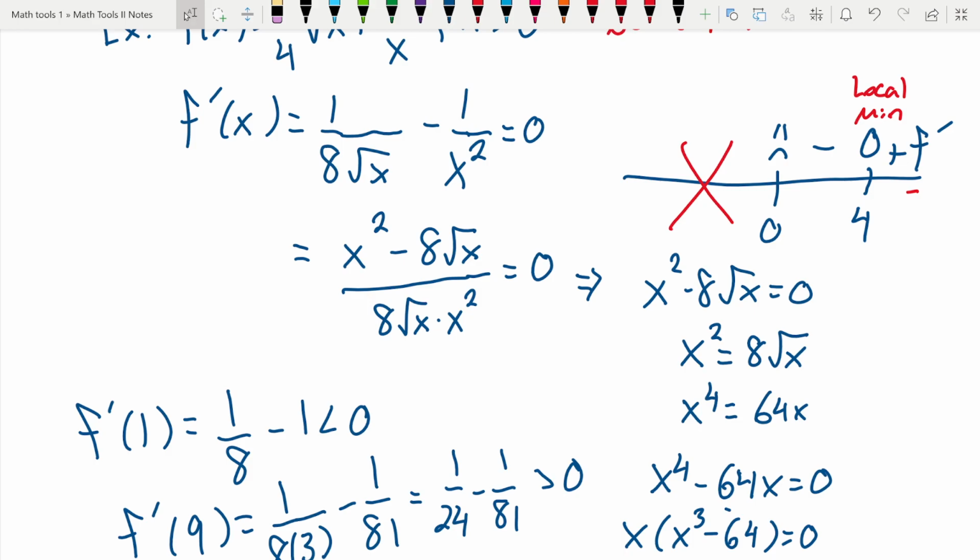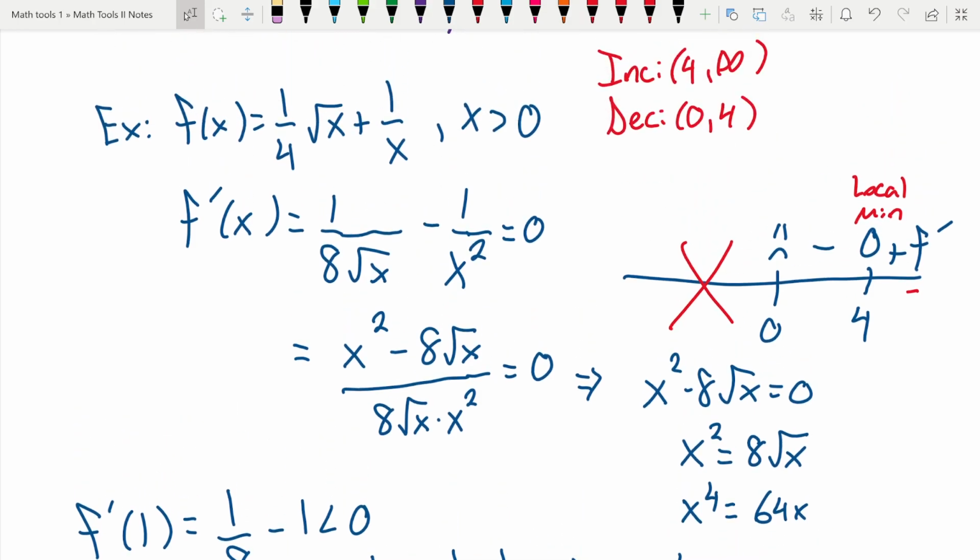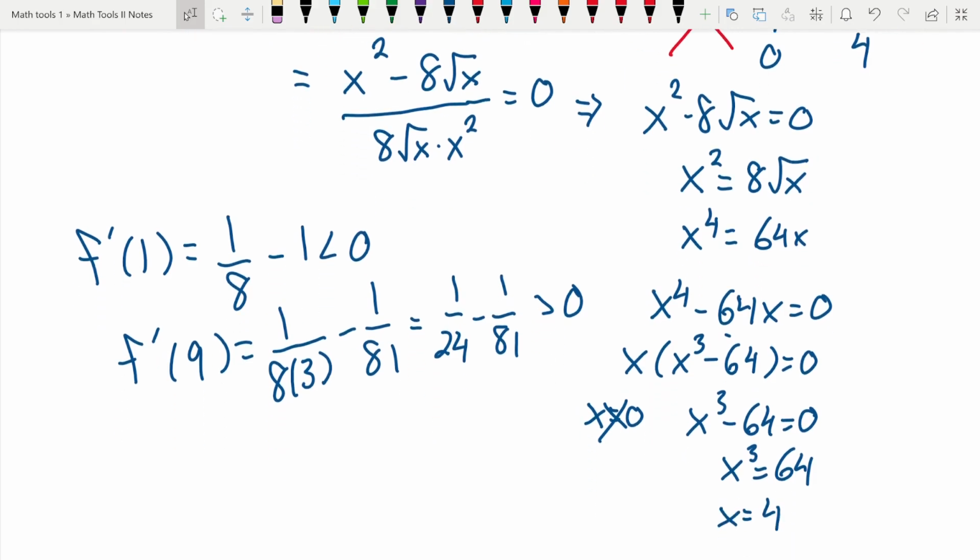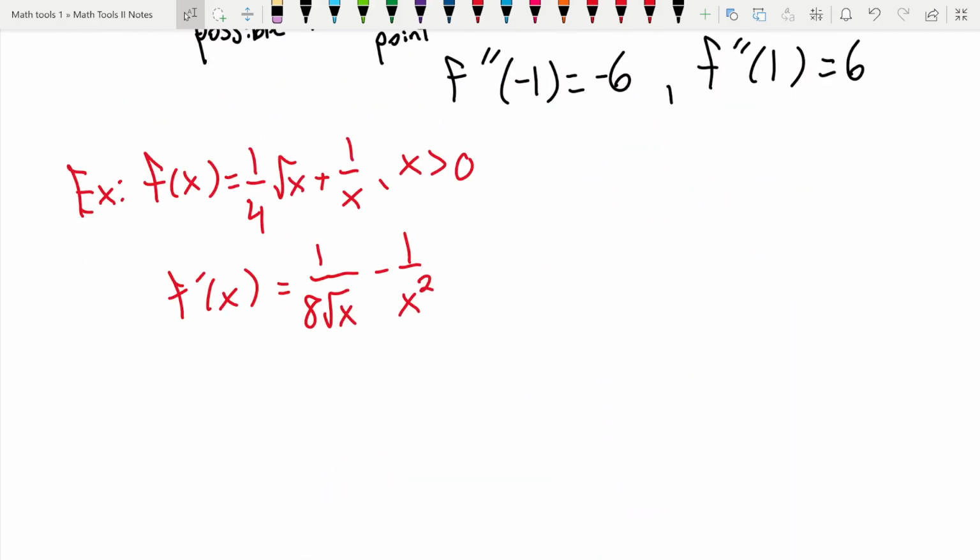So if we look at this one, for example, f of x equals 1/4 square root of x plus 1 over x, we found that it had a local minimum at 4, right? If you remember the shape of the graph, it actually looked like it was concave up everywhere. So that implies that when we take the second derivative of this and analyze it, it should be something that's always positive, probably. Okay, so let's go ahead and do that and make some room here.